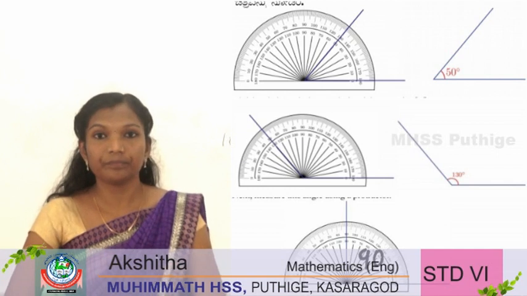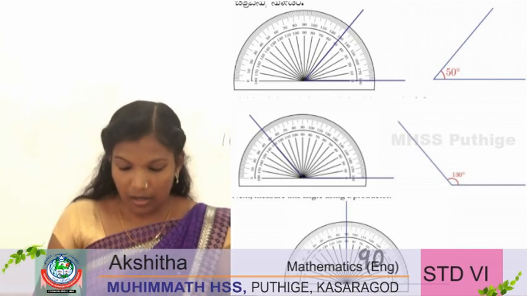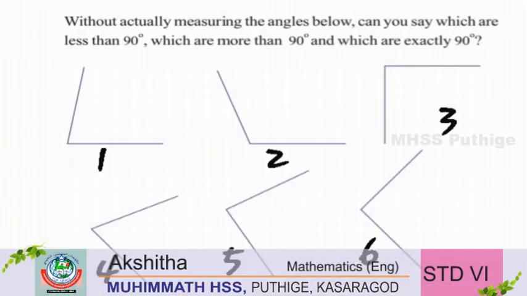Is it clear now? Okay. Now I will show you some angles. You should say which are less than 90 degree and which are more than 90 degree. In the first one you can see that it is less than 90 degree. And the second one is more than 90 degree. And the third one you can see that straight line. It is right angle or 90 degree. This angle is right angle.